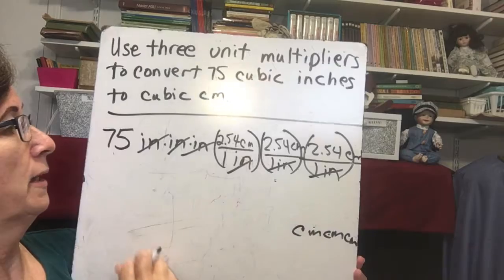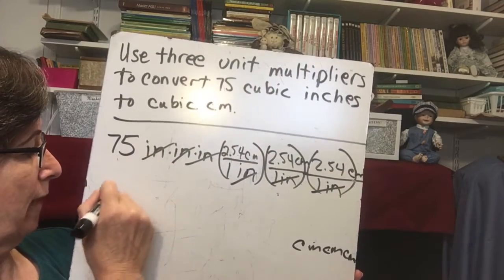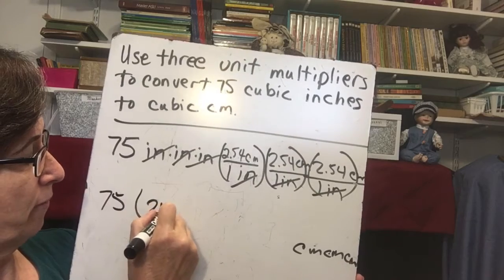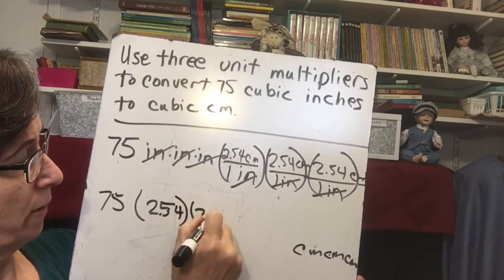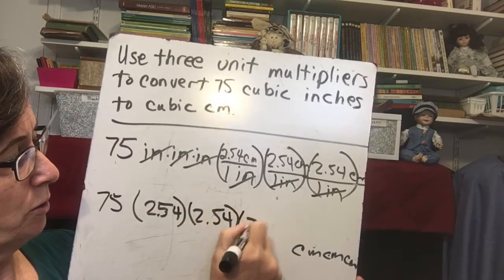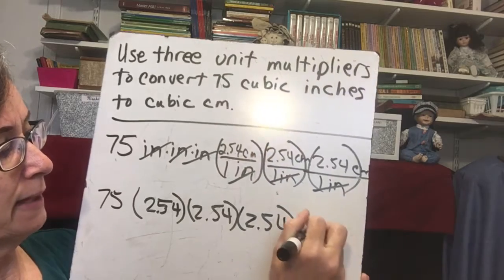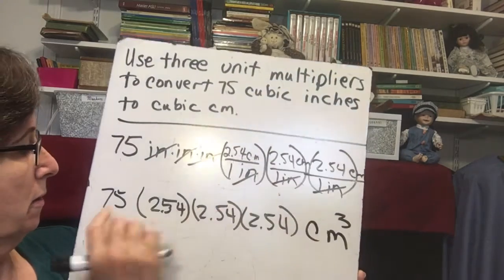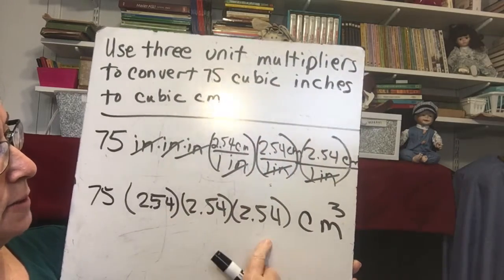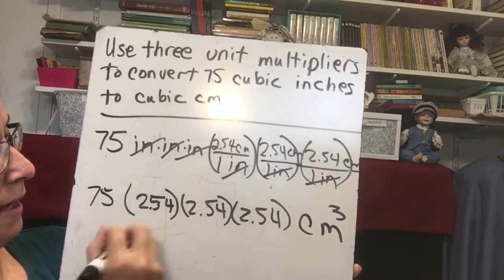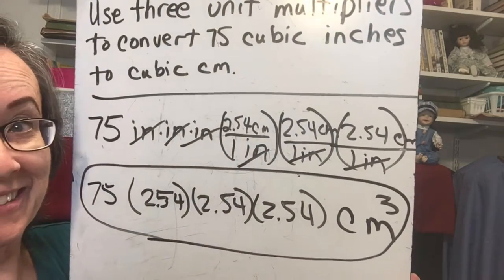Okay, so now what is our takeaway here? So 75 times 2.54 times 2.54 times 2.54. And then we can write that centimeters cubed. Okay, 75, 2.54, 3 times centimeters cubed. And that is the way we get to leave our problem answer.